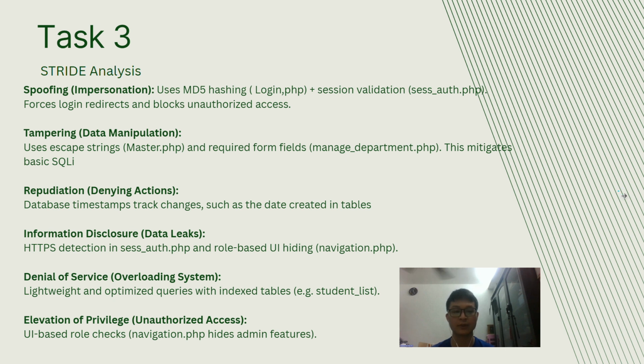So for the risk scoring, we put spoofing at a risk of 6.0, which is medium, because MD5 is weak. The session validation reduces the risk. And for tampering, we put it at 4.0. The basic escaping prevents trivial SQL injection. And for repudiation, we put a low score of 3.0 because the timestamps provide minimal accountability. And for information disclosure, we put it at 5.0. Denial of service 3.0 and elevation of privilege 5.0.